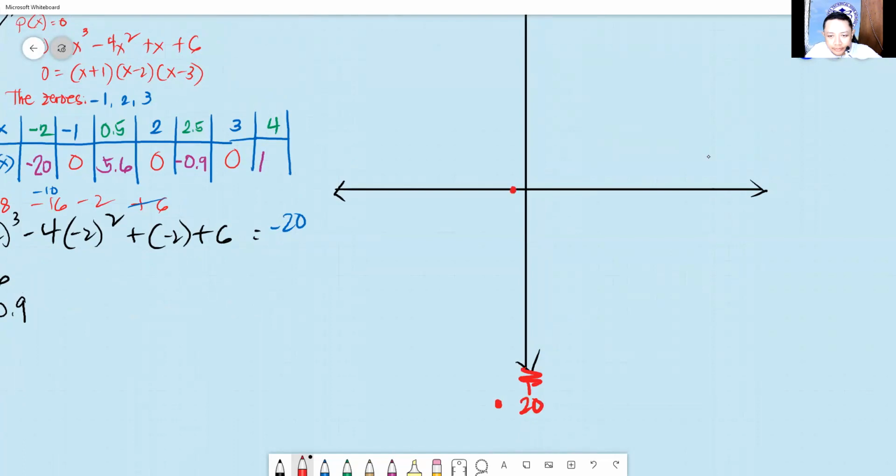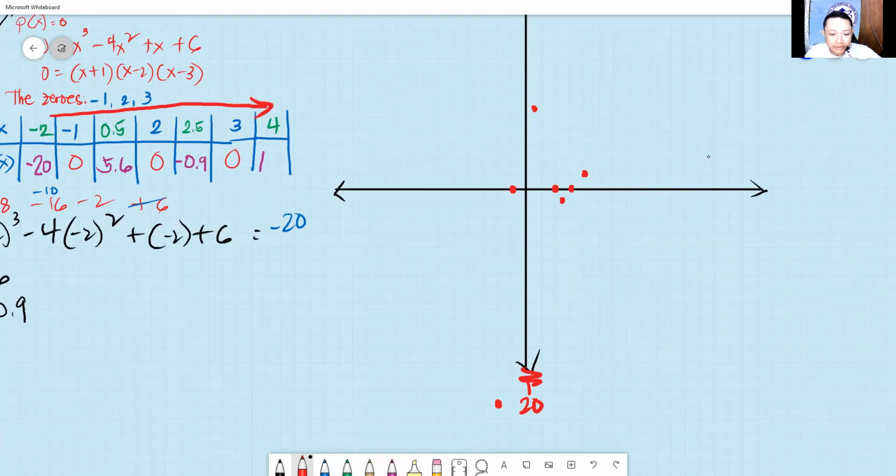1, 0, -1, 0, and then 0.5, 5.6. 1, 2, 3, 4, 5.6. There. And then 2, 1, 2, 0. And then 2.5, -0.9 here. Again, don't get confused with the signs in your graphing. 3, 0. And then 4, 1. There you go. So those are the points from left to right of your graph.